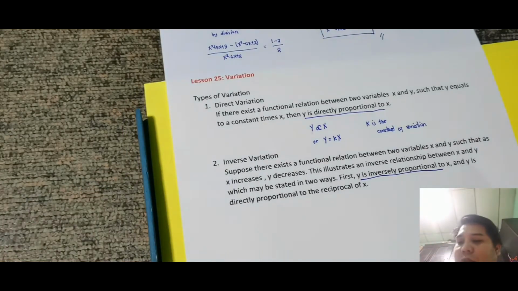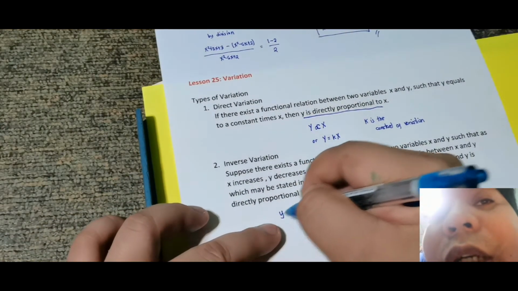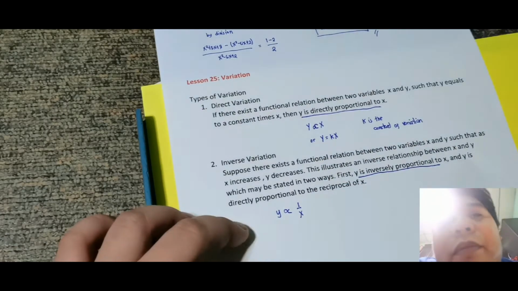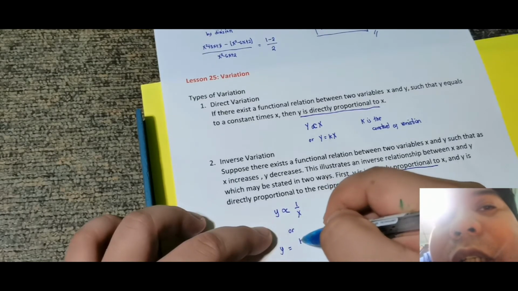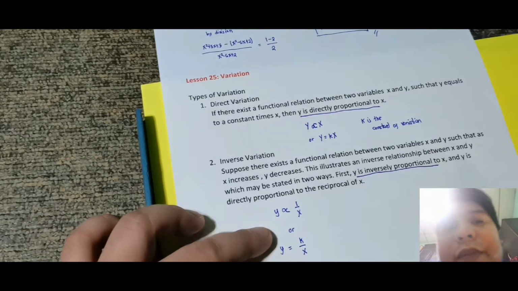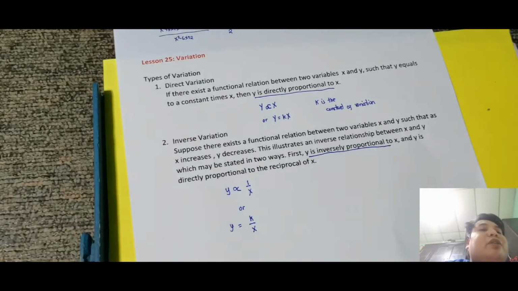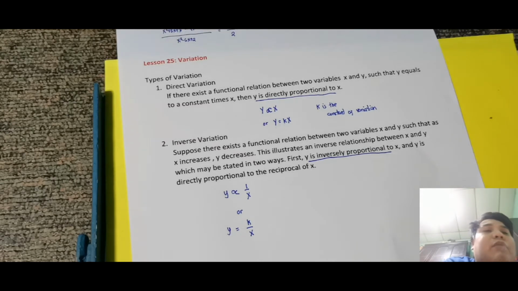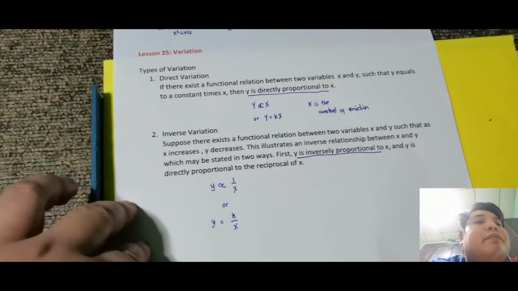Paano yung magiging symbol natin pag inversely proportional? This is simply y inversely proportional sa 1 over x, or y is equal sa k over x, where k again is the constant of variation. Pag nabasa mo yung inversely proportional, meaning nasa denominator naman siya nung k. Hindi nakamultiply sa x. Tandaan yan.